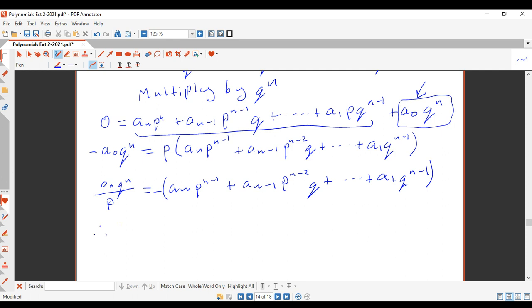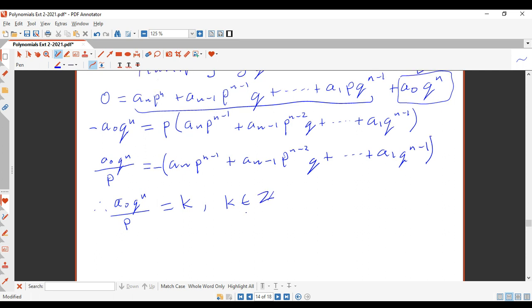So therefore, a naught q to the n divided by p is equal to some integer k, where k is an element of the integers, right? So we know that. Now, the question tells you that p and q have no common factors, okay? That means p cannot divide into q at all, right? That means p must divide into a naught.